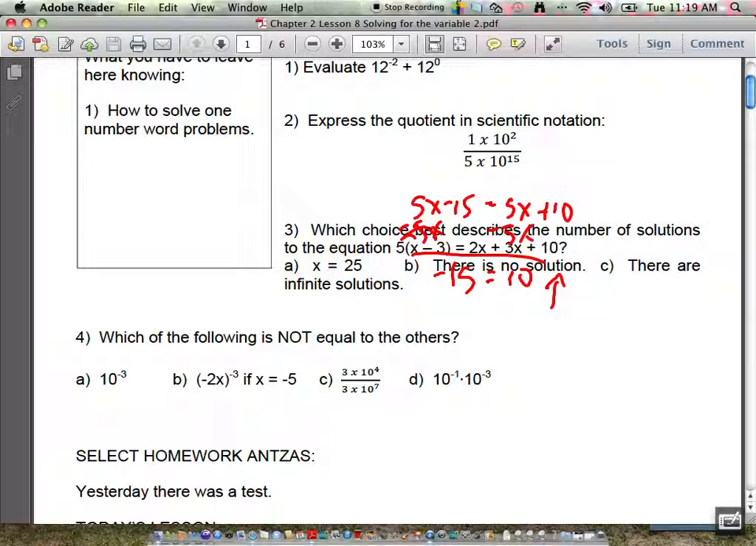And on number 4, the correct answer is choice D. Adding exponents, I get 10 to the negative 4. Everything else works out to be 10 to the negative 3. Okay? So are there any questions? All right, let's go forward to today's lesson.